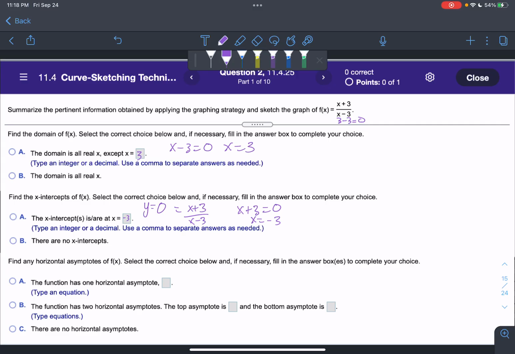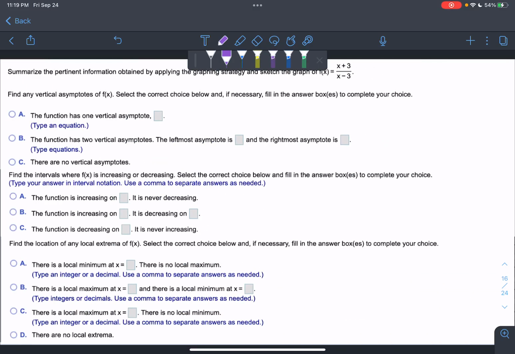Okay, horizontal asymptotes, pretty similar kind of function, right? So you look at the degree on the x's, on the highest x term. So 1 and 1, so they match. So you take the coefficients. It's like an understood 1. So y equals 1 is a horizontal asymptote. All right. What else are we looking at? Vertical asymptotes. So that's where we solve for x when the denominator is equal to 0. So x equals 3.